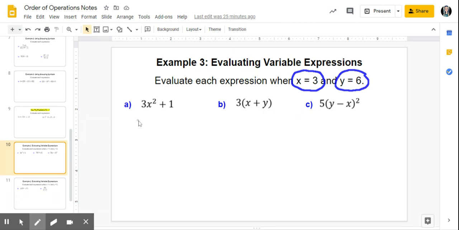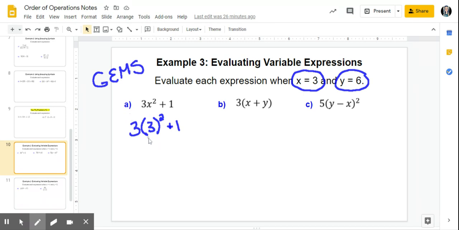So problem A, I'm going to rewrite the problem. I'm going to put the 3, but I'm going to take out this x, and I'm going to replace it with its value of 3. So it's 3 times 3 squared plus 1, and now I can use GEMS to simplify. So grouping symbols. Yes, I have a parenthesis here, but inside the parenthesis I just have a 3. There's nothing inside those parentheses I can simplify, so I'm done.